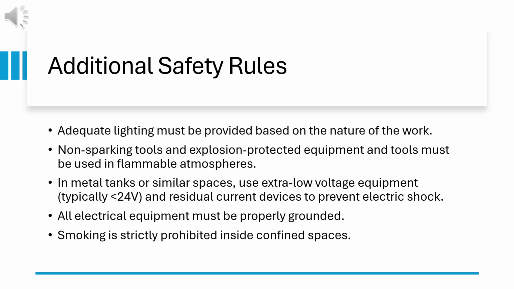Electrical and equipment safety. Adequate lighting must be provided based on the task. In flammable atmospheres, non-sparking tools and explosion-protected equipment must be used. In metal tanks, extra low-voltage tools and residual current devices should be used to prevent electrical shock. All equipment must be properly grounded. Smoking is strictly prohibited.